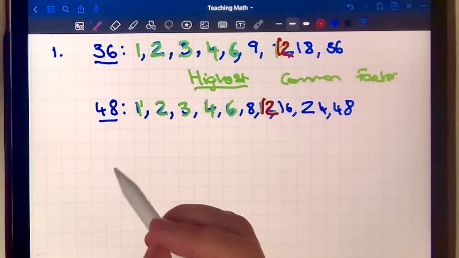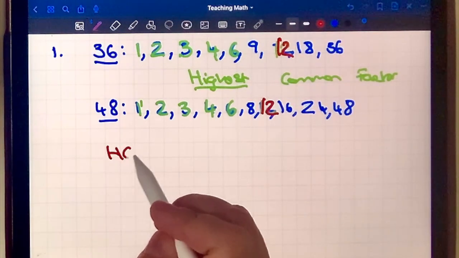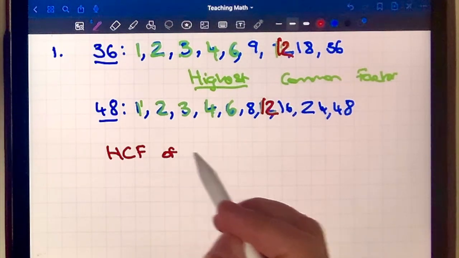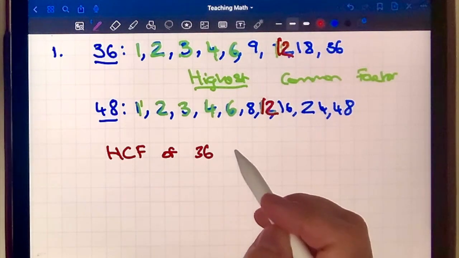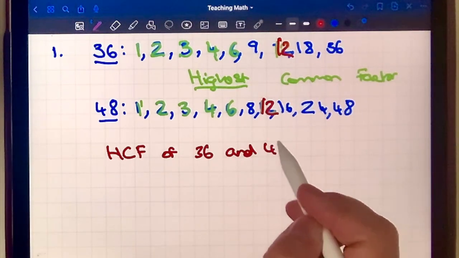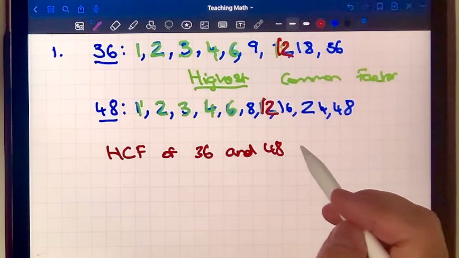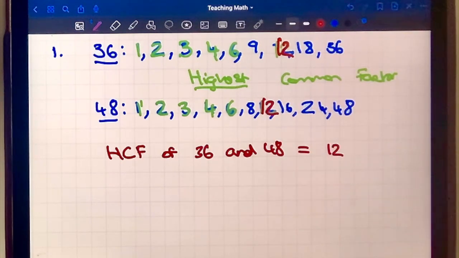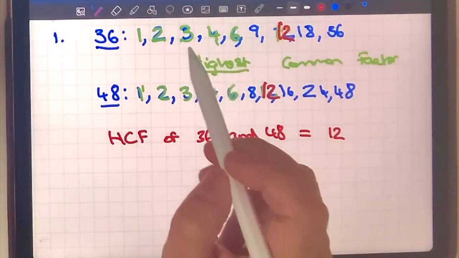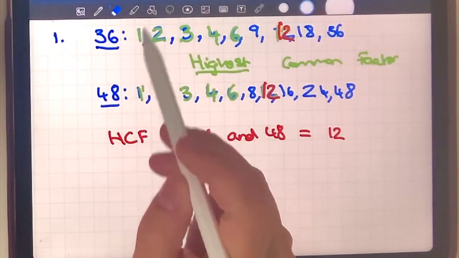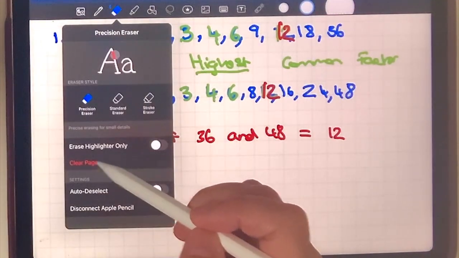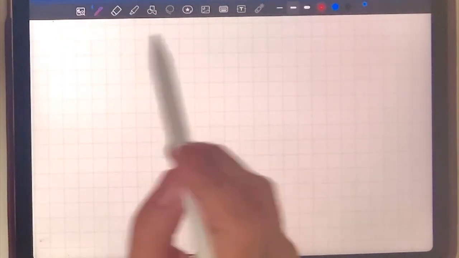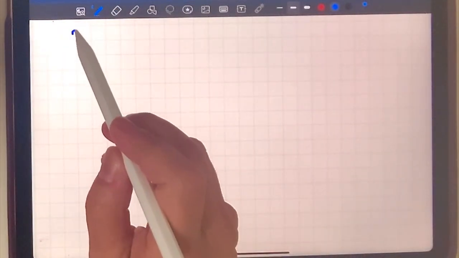And so I'm going to write my answer that the HCF of 36 and 48 equals 12. Okay, so I'm now going to clear my page and we're going to move on to example number 2.